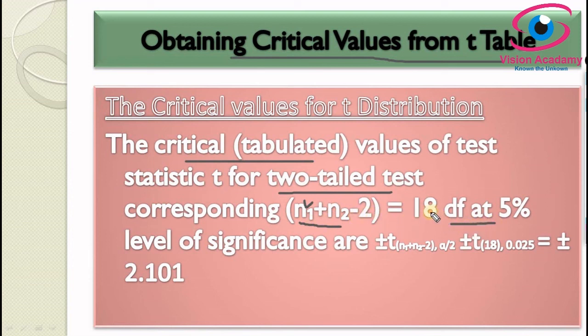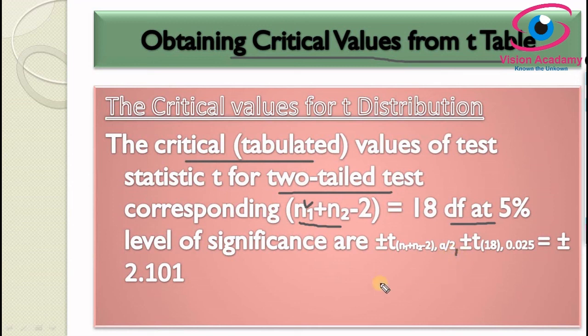We have to see 18 degrees of freedom at 5% level of significance in the table. Before that, since it's a two-tailed test, I have to adjust alpha. To adjust, plus or minus t, n1 plus n2 minus 2, comma alpha by 2. So n1 plus n2, 20 minus 2, 18, and our alpha is 0.05. So when I divide alpha by 2, 0.025.